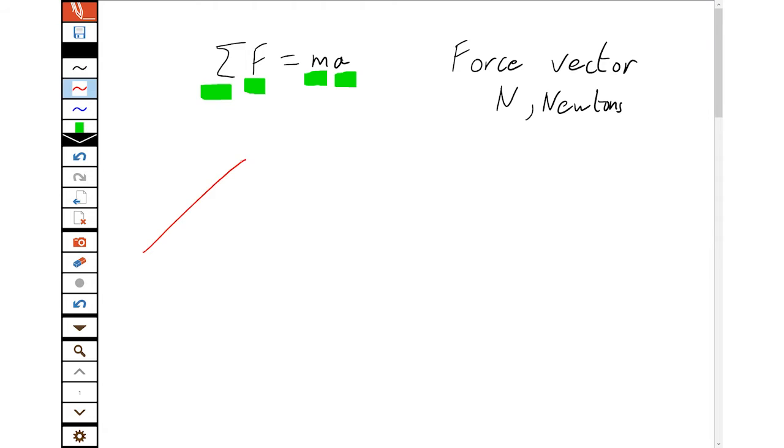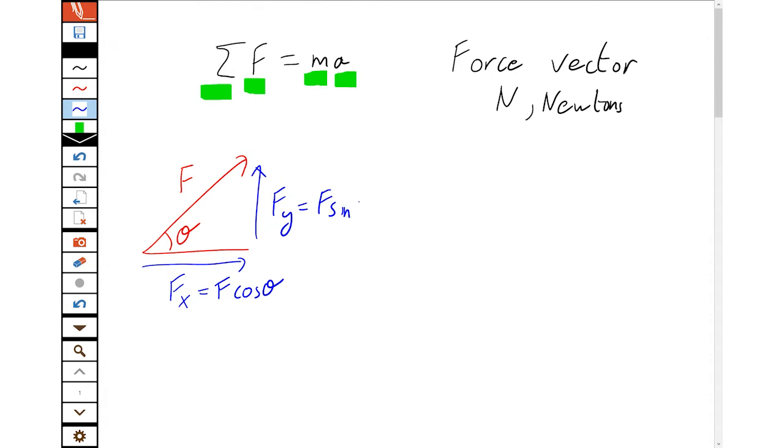We remember how to do that. If we have a force at some angle to the horizontal, we can break it into the horizontal component, which is the force times the cosine of that angle, and the vertical component, which is the force times the sine of that angle. And then we can do our force equations in x and y, and that's how we'll solve the vast majority of any of these problems.